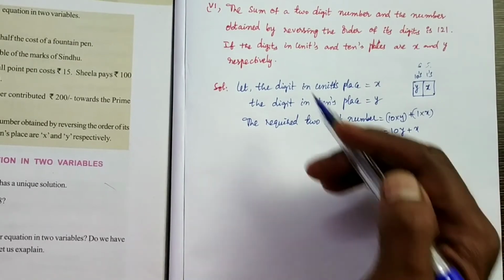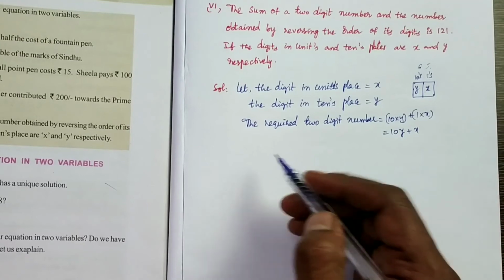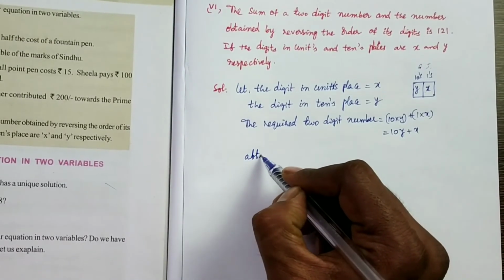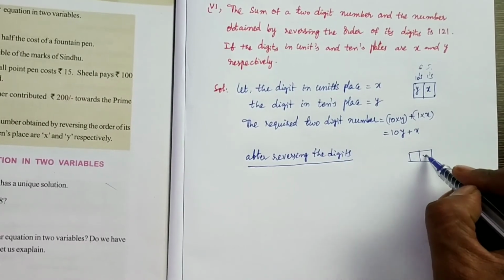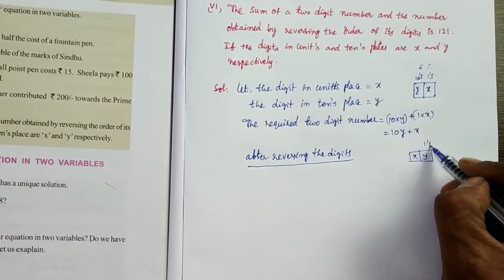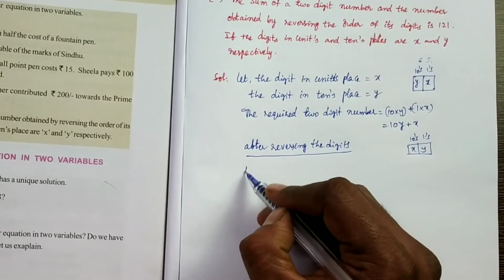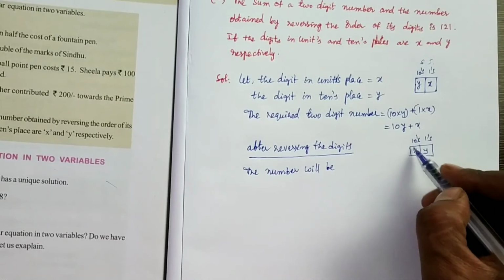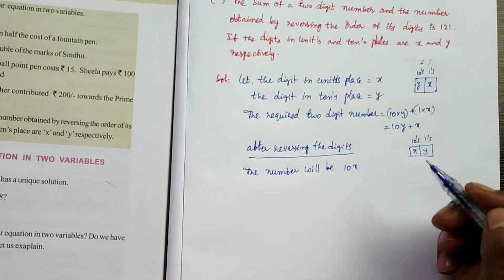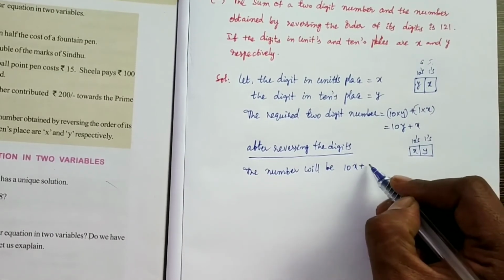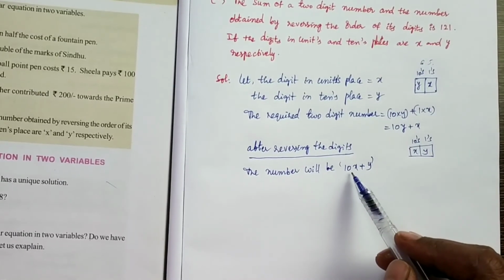After reversing the digits, write in reverse, it will be x in the tens place and y in the ones place. So the number will be multiplied by the place values: 10 into x, 10x, plus 1 into y, y. So after reversing the digits, the number will be 10x plus y.